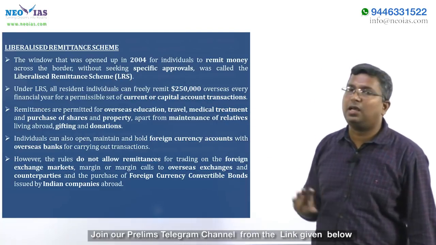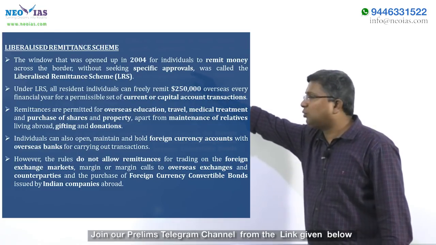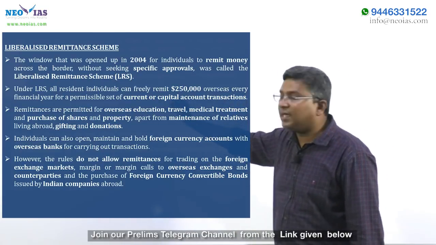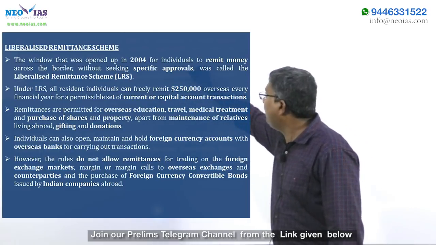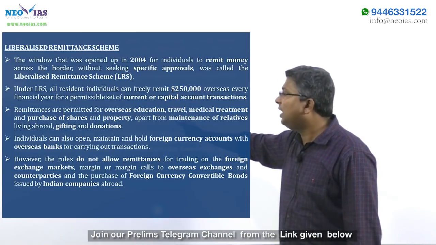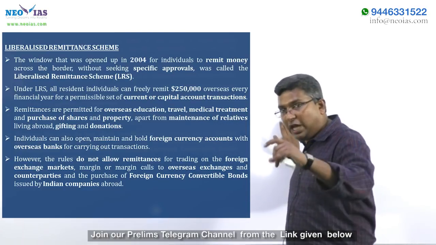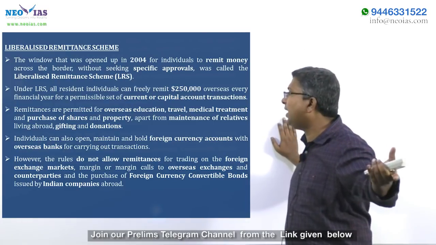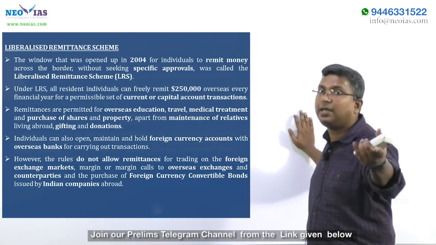A certain permissible set of current and capital account transactions is allowed, and in a financial year, $250,000 can be remitted outside the country. So the keywords here are all resident individuals, permissible set of current and capital account transactions. The limit is $250,000. Now these resident individuals can also open, maintain and hold foreign currency accounts. So you can hold foreign currency accounts outside the country, that is, in an overseas bank. For carrying out these transactions, you can open a foreign currency account outside the country in an overseas branch.